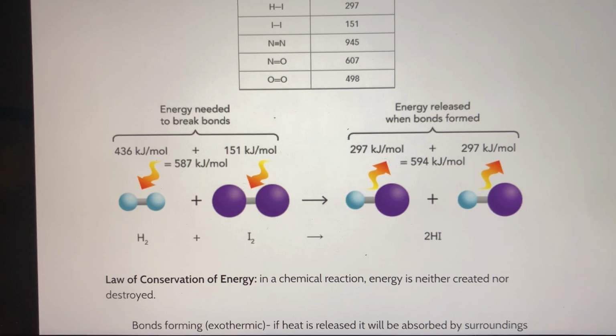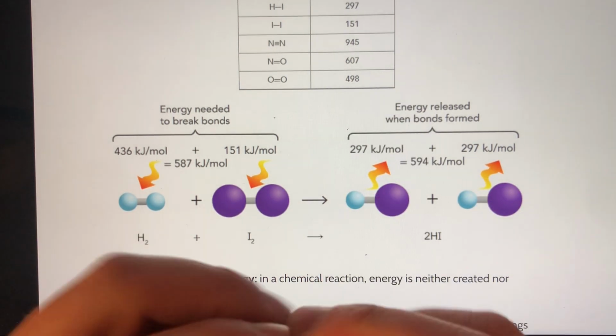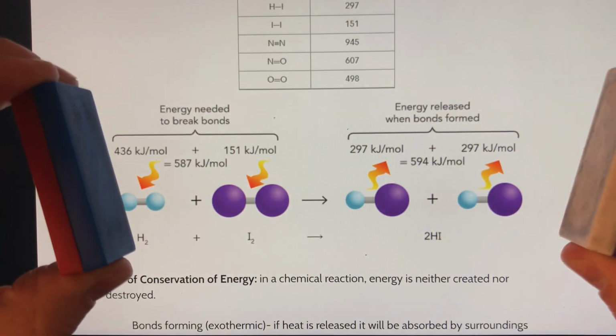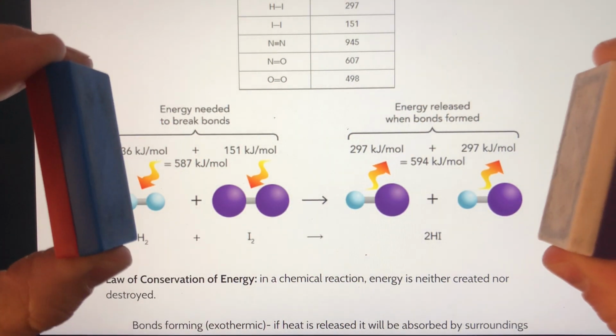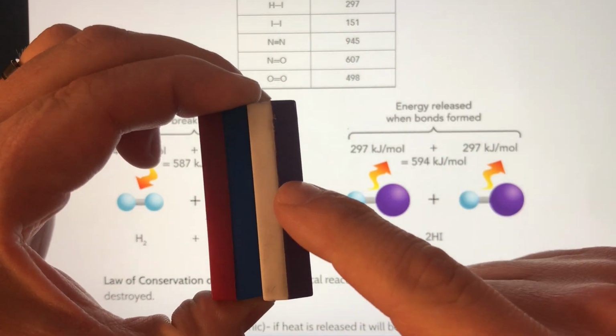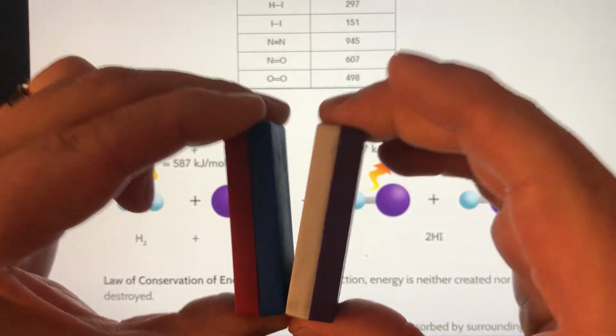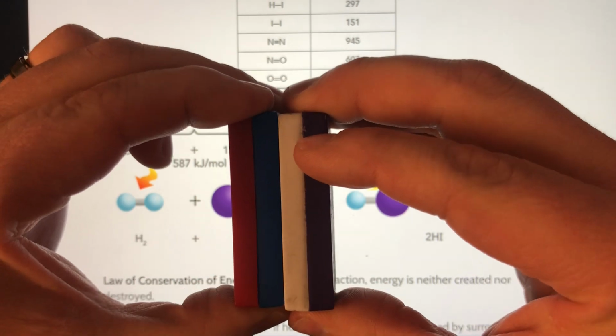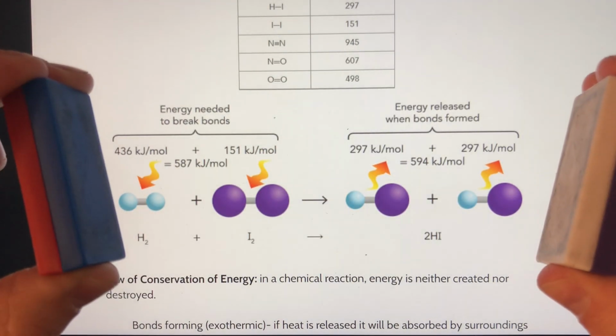Let me describe this concept with magnets. If I put energy in, they break. But if I let them form new bonds, do you hear that clicking sound? That means energy is being released. So energy is released when bonds are formed. And it takes energy to break the bonds, because there's no sound being made.